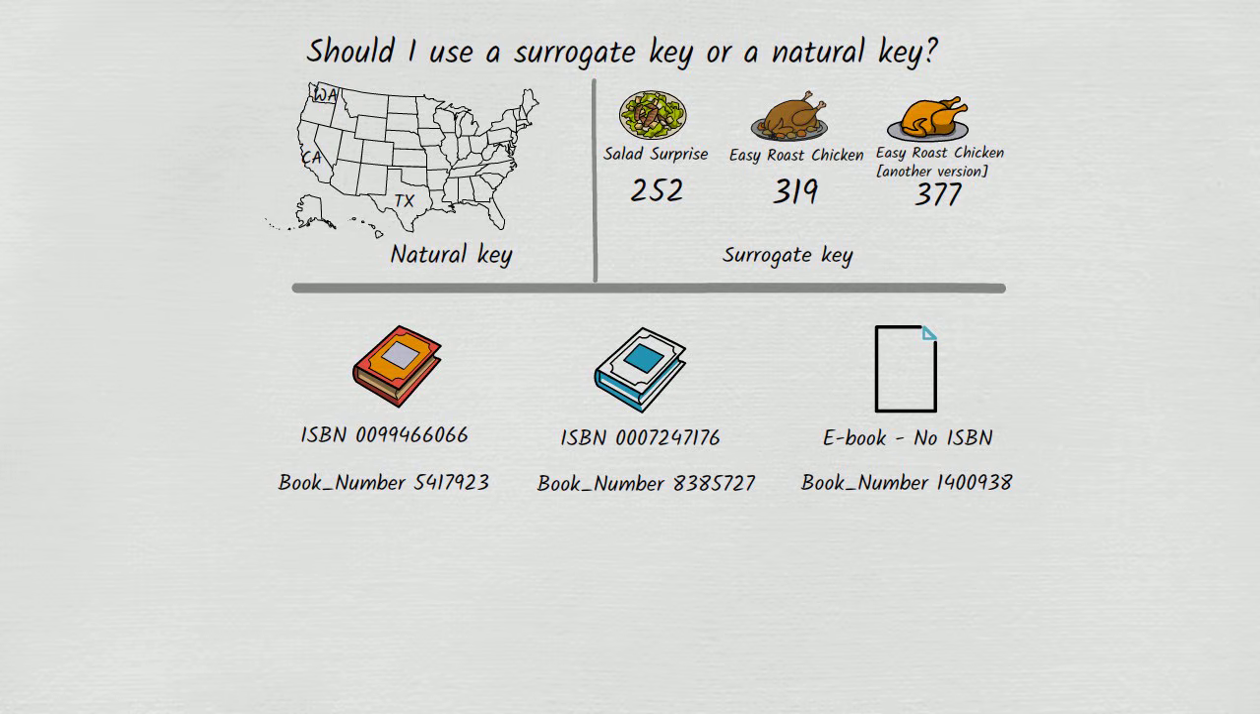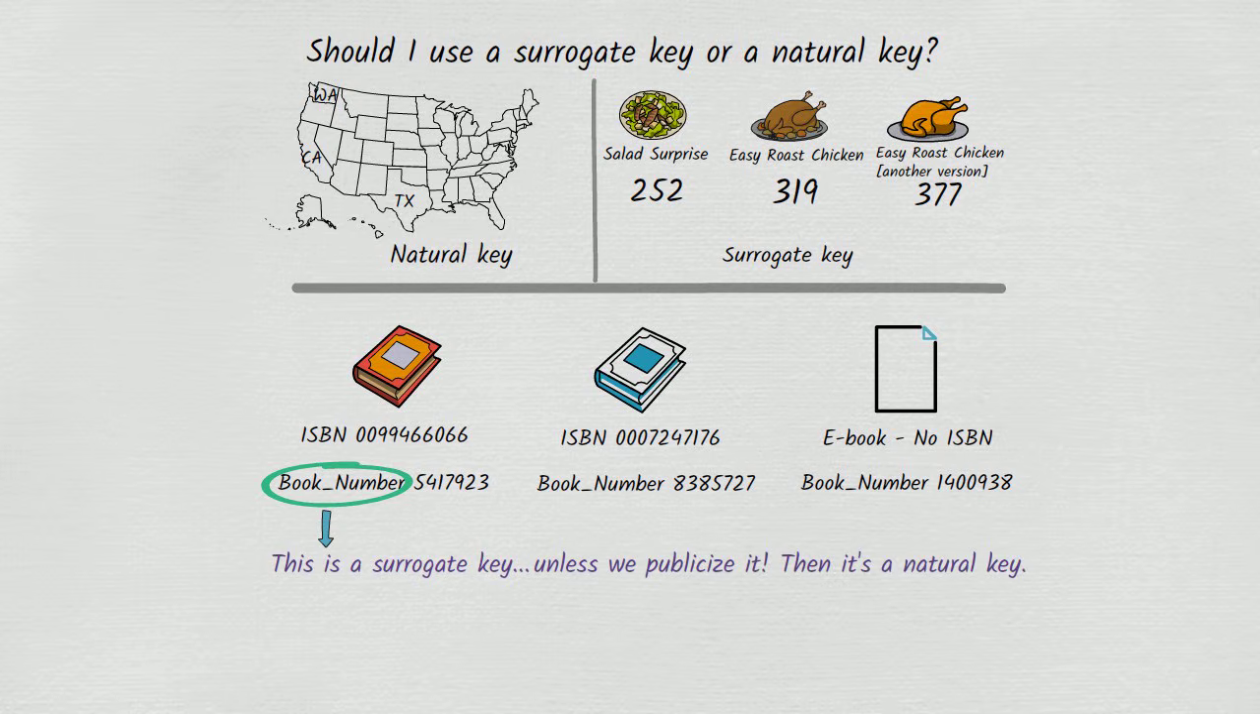As for book number, we might ask, is it a surrogate key? Well, it is a surrogate key if we ensure that the book numbers aren't publicized. But if we make the book numbers visible to the public, for example by displaying them on the product pages of our company's website, then book number becomes a natural key.